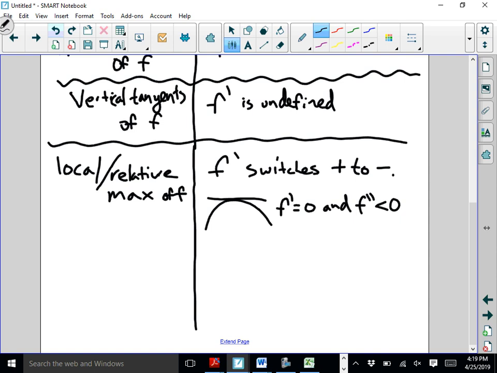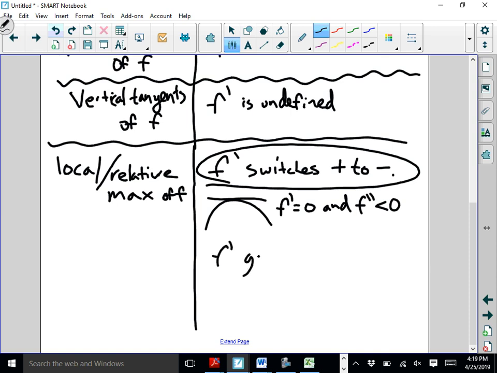F prime switches plus to minus. So again, we'll do a number line test of our F primes, and if the left side is plus and the right side is minus, then we know F prime switches from plus to minus. It's a local max. On a graph of F prime, this would be a local max, because F prime is switching from plus to minus. Okay?